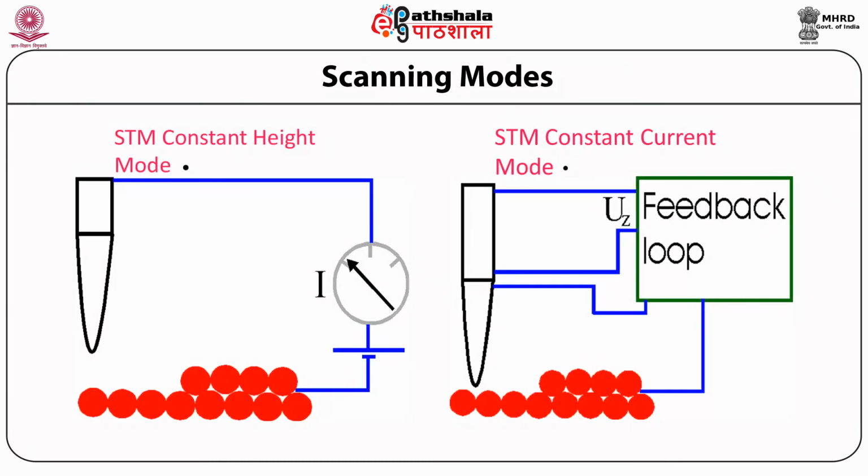So let us now discuss the two scanning modes of the scanning tunneling microscope. First, on the left hand side, is the STM constant height mode, and on the right hand side, this shows the STM constant current mode.